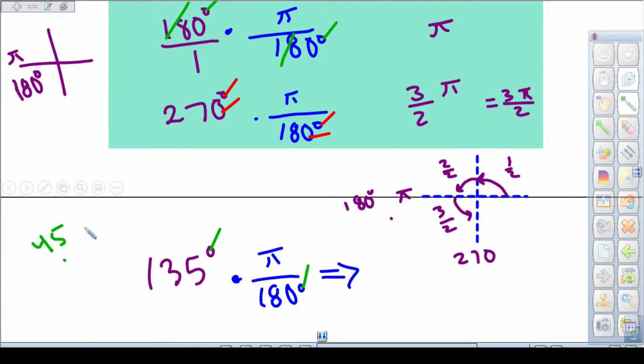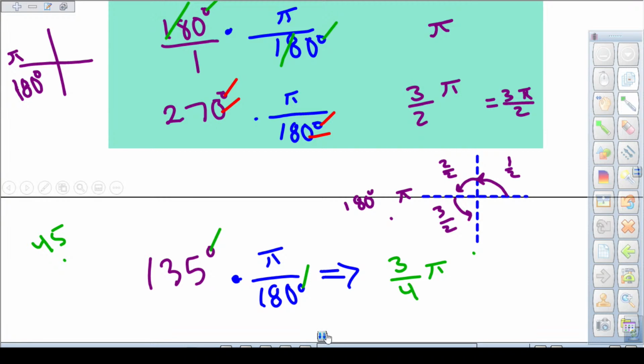Okay? So if you divide by 45, you're going to get yourself 3 over 4 of the pi. So 135 degrees is 3/4 of the pi.